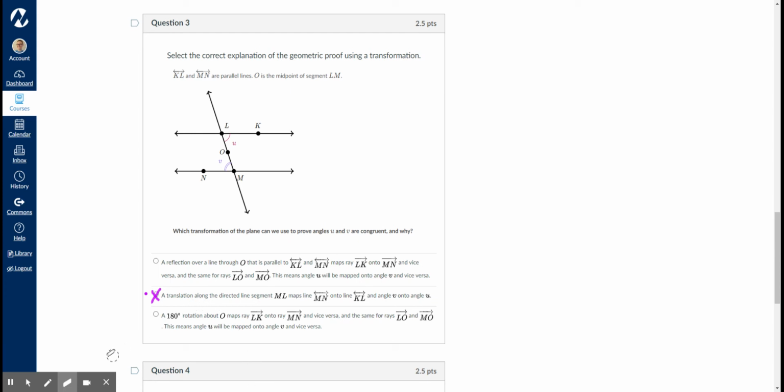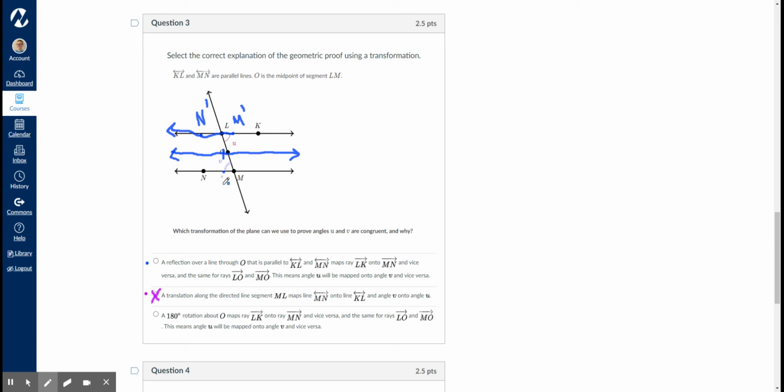All right, angle. Choice A got the most votes on this round, so we'll look at that next. We want to do a reflection over a line through O that is parallel to lines KL and MN. So this is the line we're reflecting across, which would bring point N up to here and point M up to here. And it says it would map LK onto MN and vice versa. So ray M prime N prime goes that way instead of the way that LK does. So this isn't looking good.